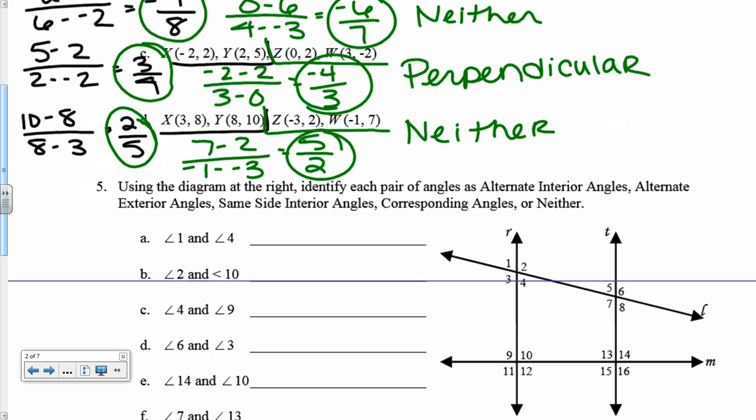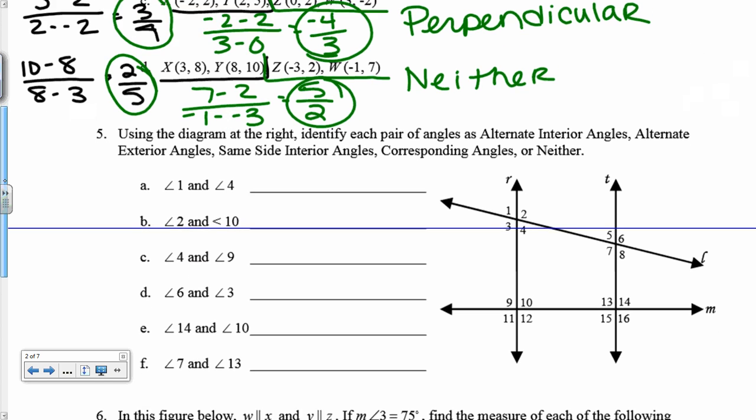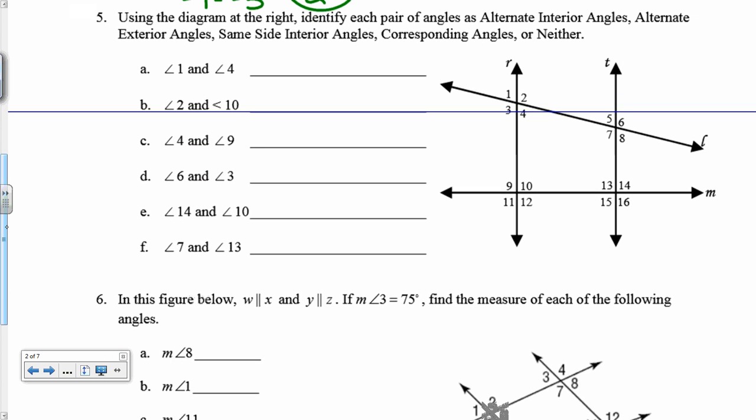So that's the end for now of the review from Unit 1. Now we're going to look into the stuff that we're dealing with this unit. For number 5, using the diagram at the right, identify each pair of angles as alternate interior angles, alternate exterior angles, same side interior, corresponding, or neither. And I'm actually going to take my neither and look at it if it's vertical or a linear pair. And I recommend you do the same.